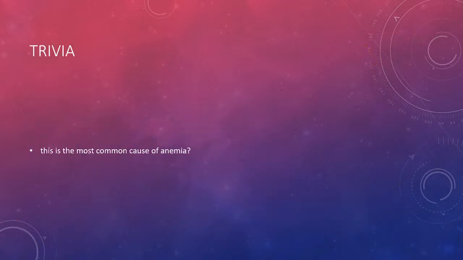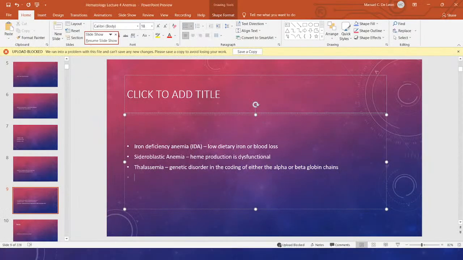Now, trivia. What is the most common cause of anemia? Can anybody answer? Anybody? It's a trivia. It's not nice to know, it's somewhat an uncommon question that is asked. Anybody on the chat can answer. Don't worry. What is the most common cause of anemia? And your choices are these: iron deficiency anemia. Very good. Somebody answered correctly.